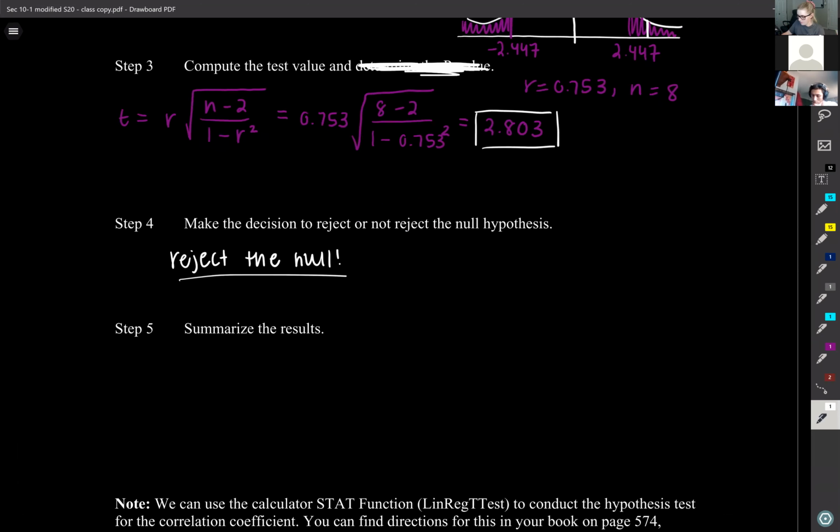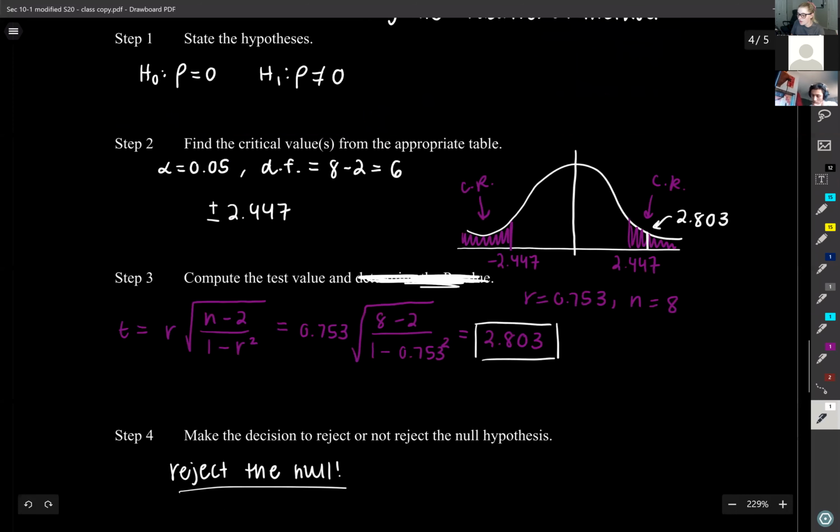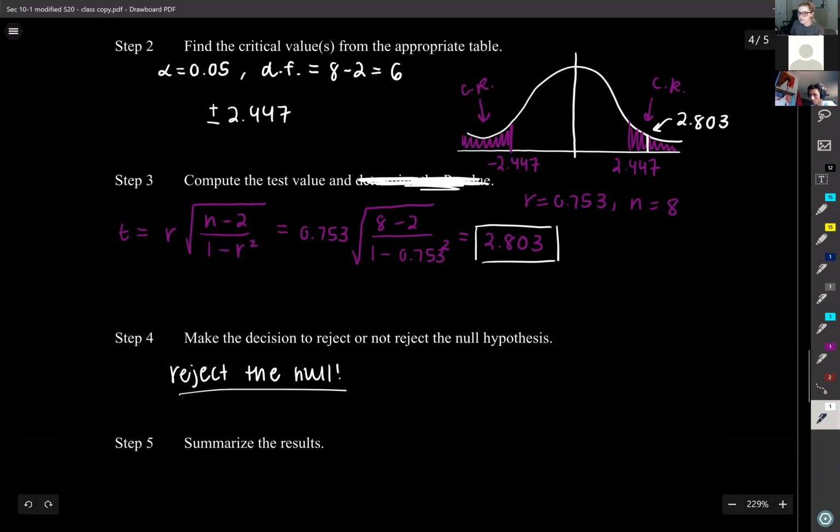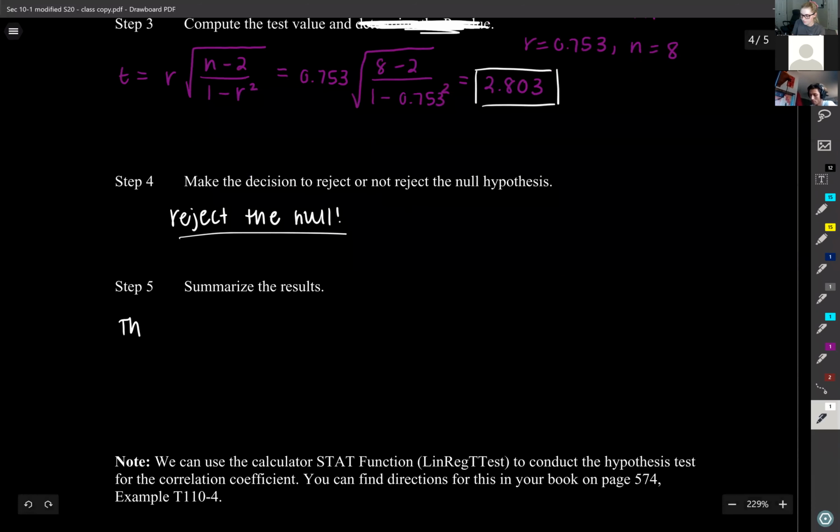Okay, so now we get to summarize our results here. So the summary isn't too bad. Because we got to reject the null, which said that rho was 0, and that is our correlation coefficient. So remember, if it's 0, it means there's no relationship. But because we get to reject the null, we're rejecting the fact that the correlation coefficient is 0, and we get to accept the fact that it's not 0, that means that we get to say there is a significant relationship.